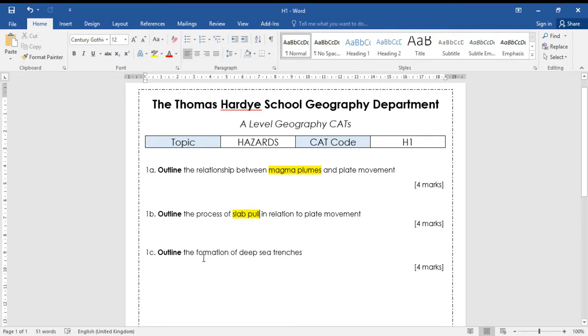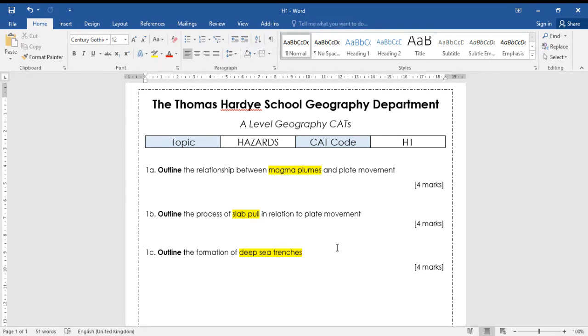Final question, focus on landforms rather than processes, but outline the formation of deep sea trenches. So deep sea trenches, or ocean trenches as they're sometimes called. Don't confuse these with ocean ridges. So we're not thinking about constructive plate boundaries here. We are thinking about destructive plate boundaries and subduction zones.